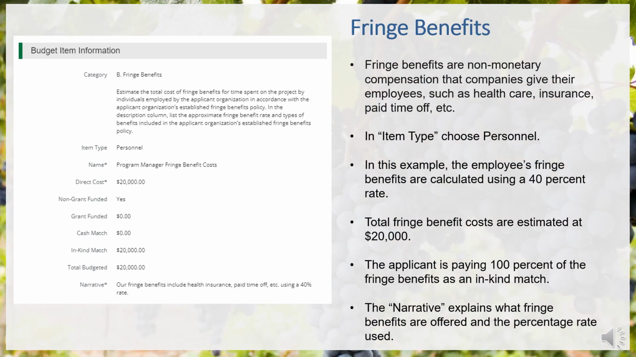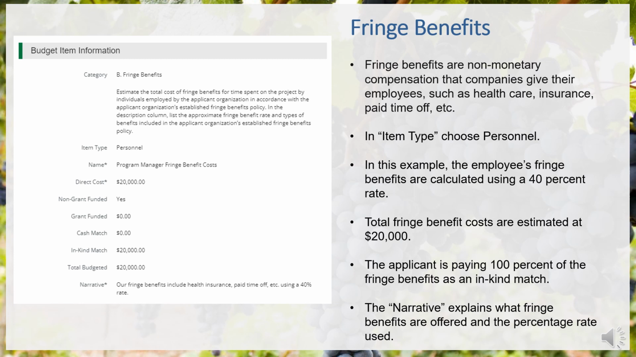The next line item is fringe benefits. Fringe benefits are non-monetary compensation that companies give their employees, such as health care, insurance, paid time off, etc. In item type, choose personnel. In this example, the employee's fringe benefits are calculated using a 40% rate. Total fringe benefit costs are estimated at $20,000. The applicant is paying 100% of the fringe benefits as an in-kind match.